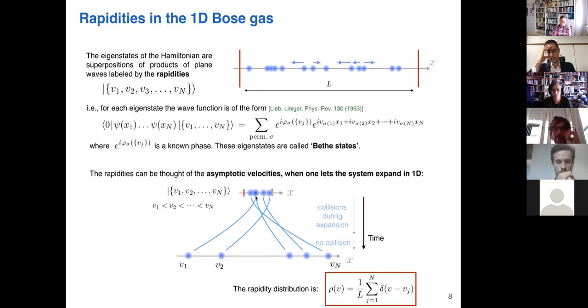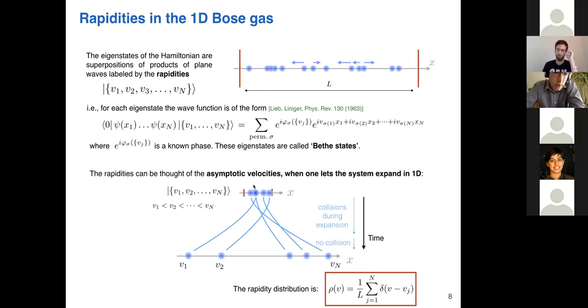So what you can do is imagine that you prepare the gas in a box, in a small box, in some eigenstate labeled by the rapidities v1 to vn. And then, by changing the boundary condition, you just let the atoms expand along a one-dimensional line.